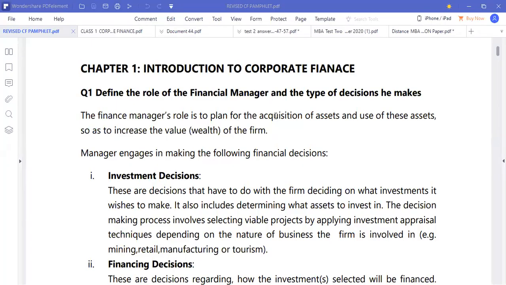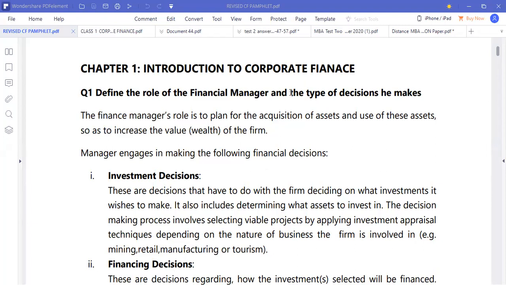Welcome to a class in corporate finance. This is one course that entitles you to be called a financial manager. To start with, we're going to look at the role that financial managers have with regard to the decisions they make. A financial manager should have the following attributes to make the following decisions.